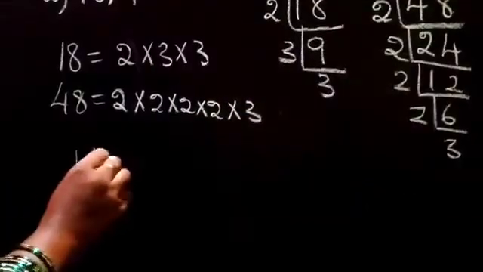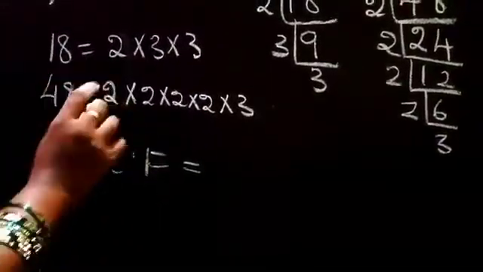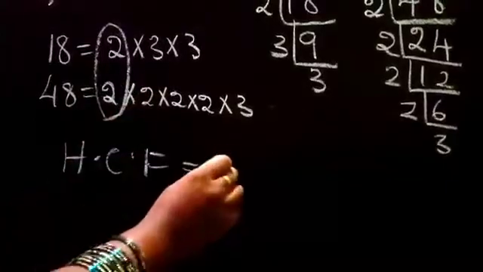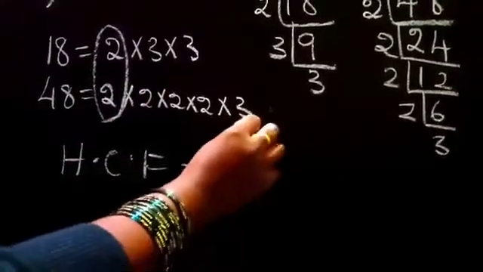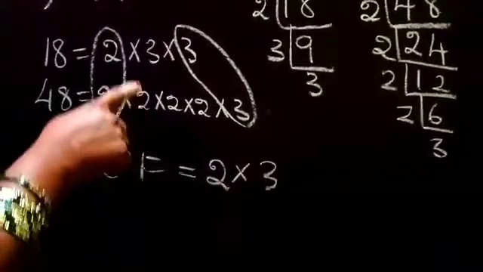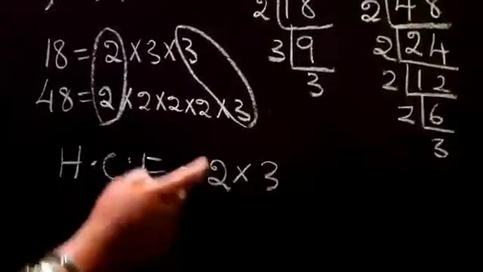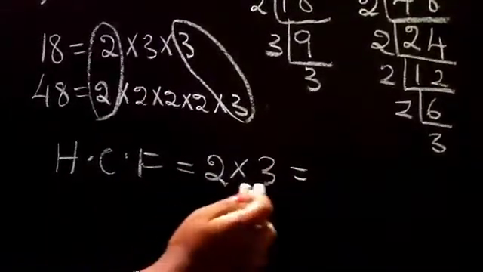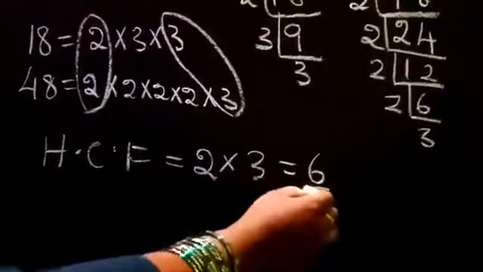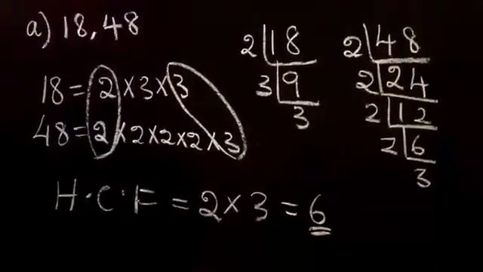Now the HCF is, what is common in both? This 2 is common, so we should write it. Then this 3 also is common. Next, we have another 2 here, but we don't have it there. We have a 3 here, but we don't have it in this one. So we write 2 into 3 is 6. This is our HCF of 18 and 48.